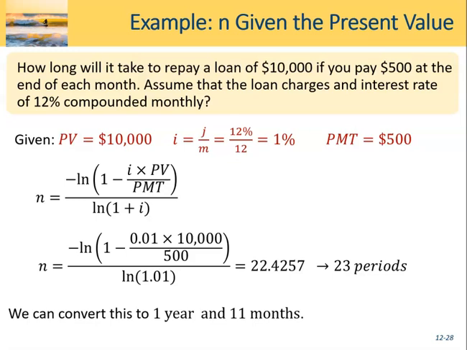So again, they rounded up. Even if it's showing less than half, because you're used to, if it's over 5, round up, if it's under 5, round down. However, if we only make 22 payments, then we're never going to clear out the balance of that loan. We have to make 23 payments. It's just that 23rd payment is going to be a little bit less than the 500.